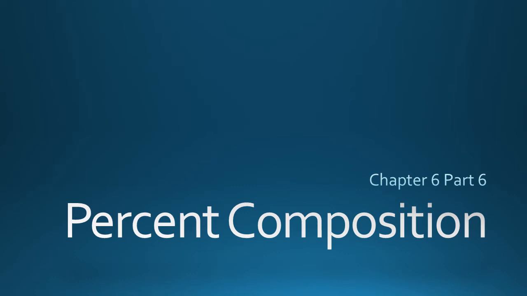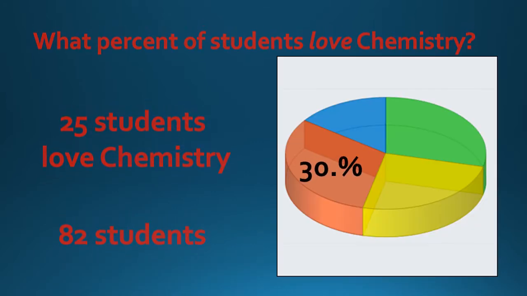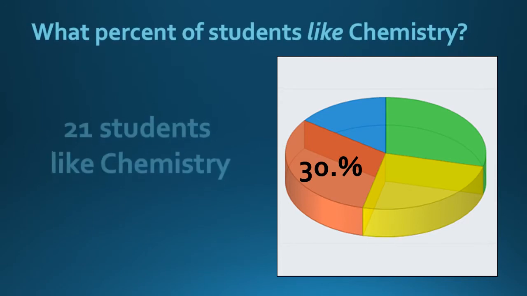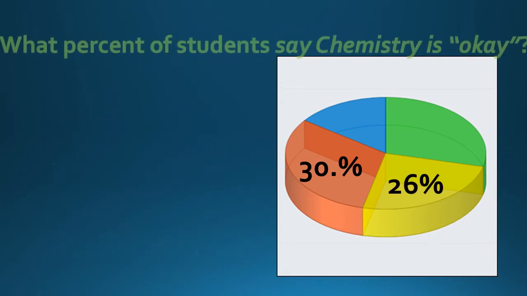This part of the chapter is a little different than what we've been doing, but trust me, it all gets tied back together. This one's called percent composition. What I could have done is found out the number and divided it just like I did before. Well, what's this got to do with chemistry, you might be asking?